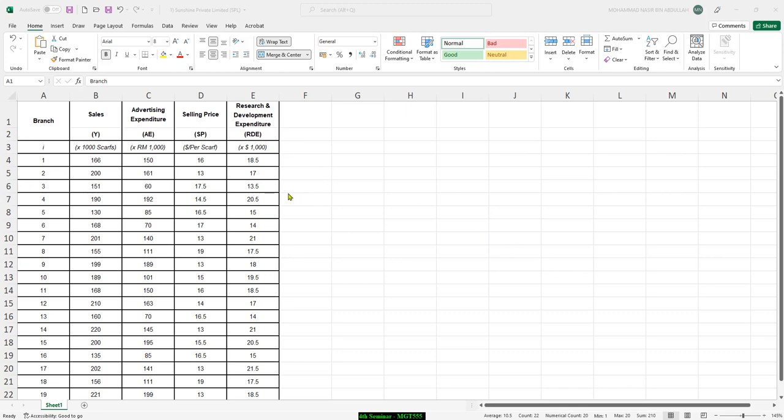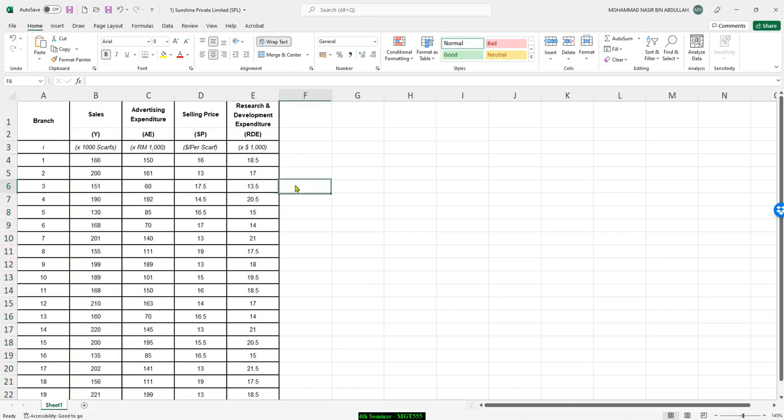First, kita tengok data set yang kita ada dulu, right? So we have the first column, we have branch, and we have sales, advertising expenditure, selling price, and research and development expenditure. So first step, kita nak measure sales on advertising expenditure, selling price, and R&D expenditure lah. Right, so sales would be your dependent variable. Always remember sales going to be your dependent variable. Advertising expenditure, selling price, and research and development expenditure going to be your independent variables.